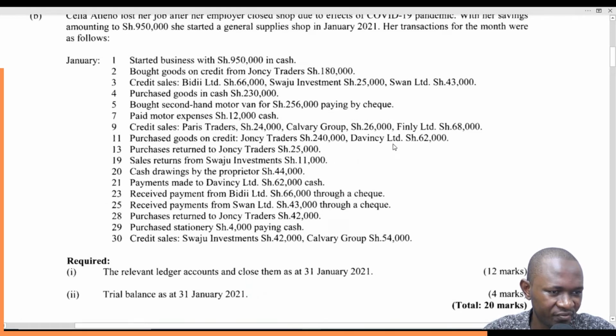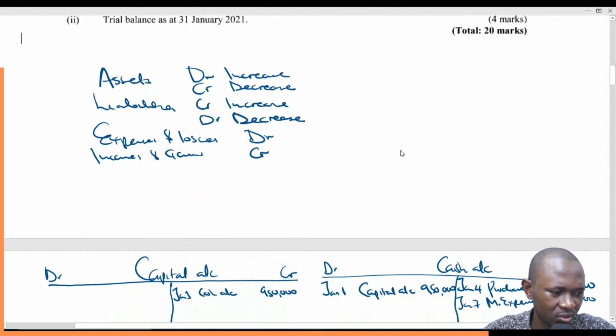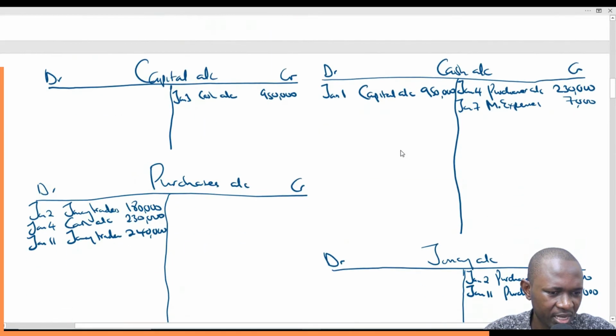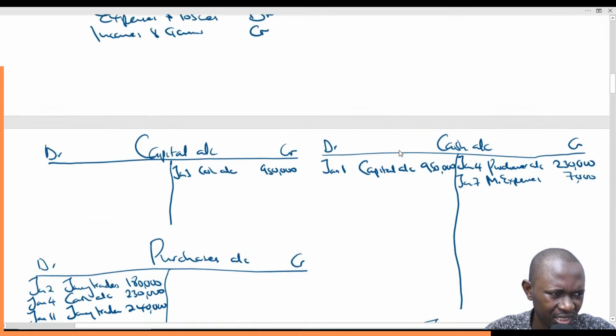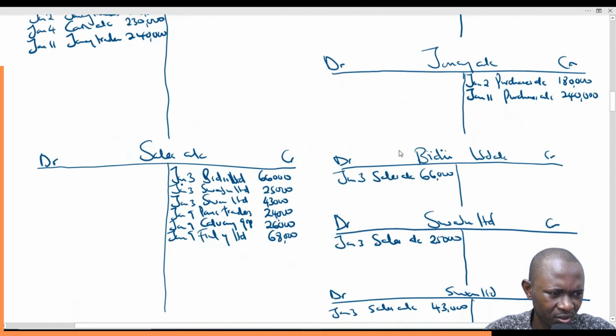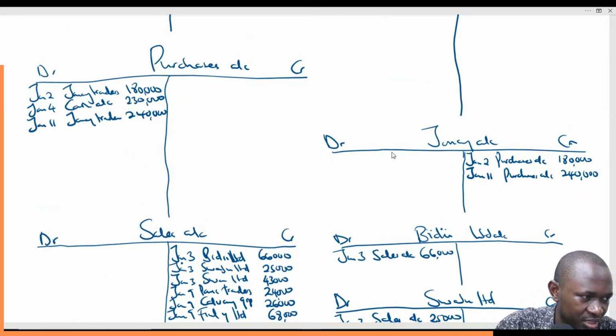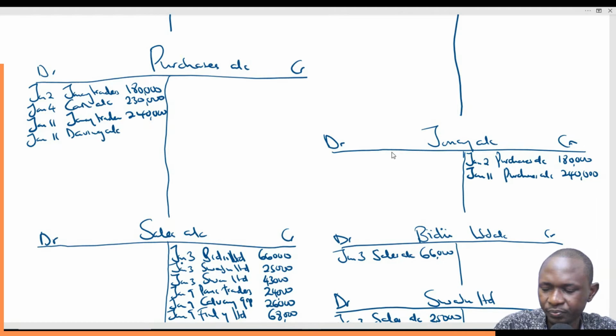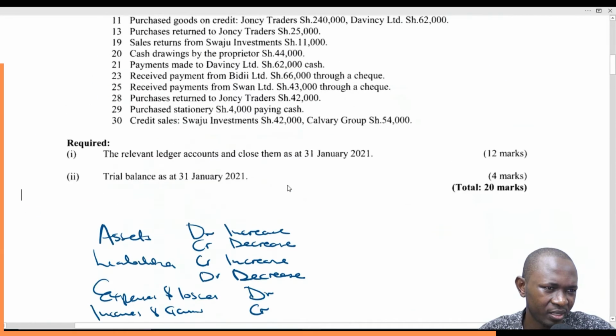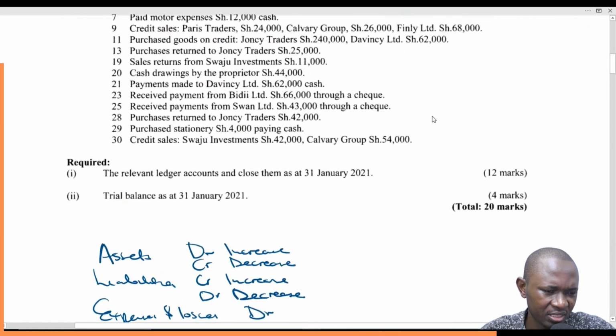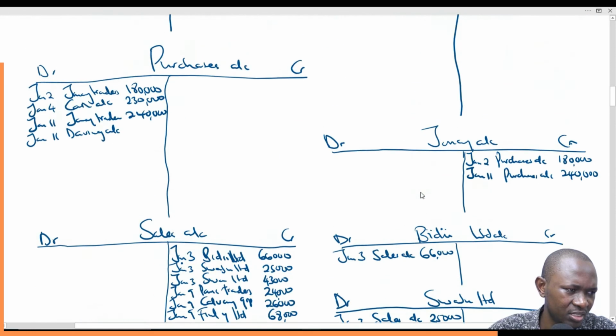So then Da Vinci 62,000. So we come back here. Do we have an account for Da Vinci? It looks like we don't have an account for Da Vinci. So we'll capture it. It's our credit purchases. So January 11th, Da Vinci account. How much was the figure? The figure is Da Vinci 62,000.